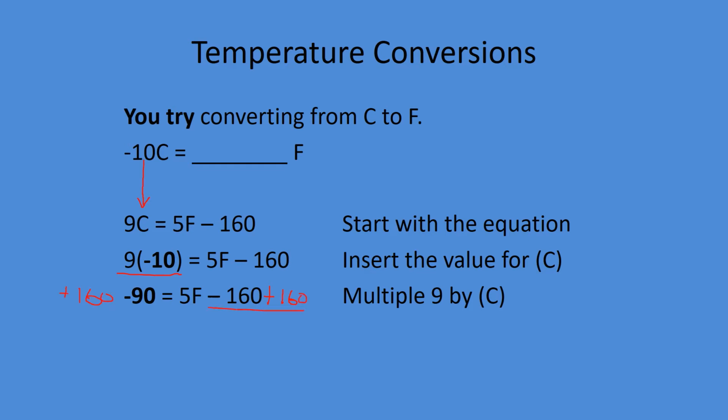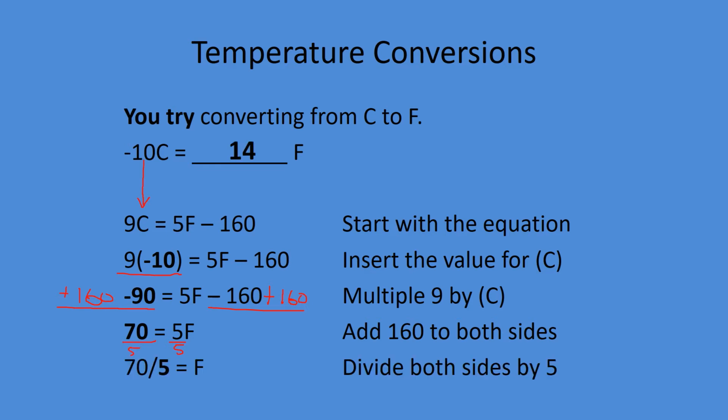So this expression becomes 0. This becomes a positive number. 160 minus 90 is a positive 70. And then we divide by 5 on both sides. F becomes 14. So negative 10 degrees Celsius is 14 degrees Fahrenheit.